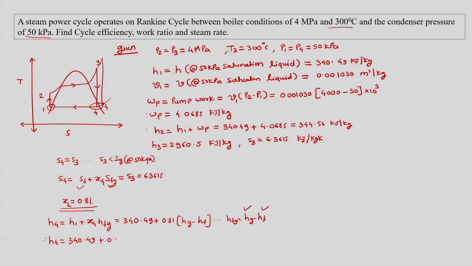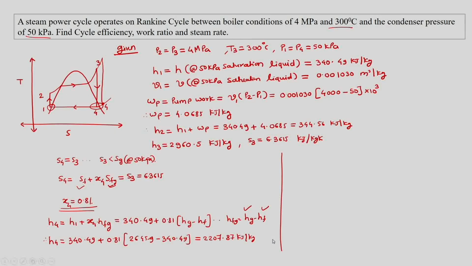340.49 plus 0.81 into (Hg, which is 2645.9, minus 340.49), and this gives us H4 as 2207.87 kilojoule per kg.